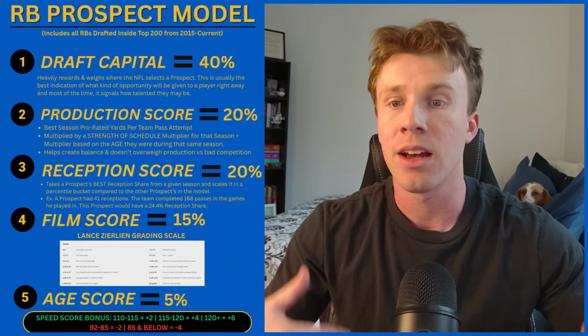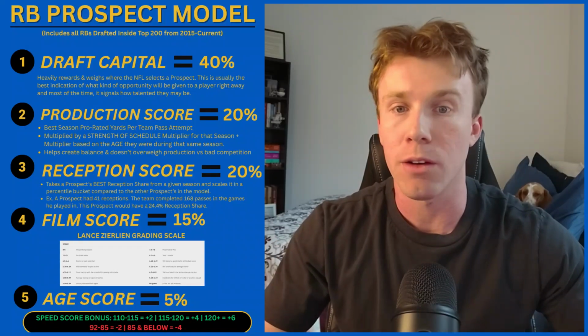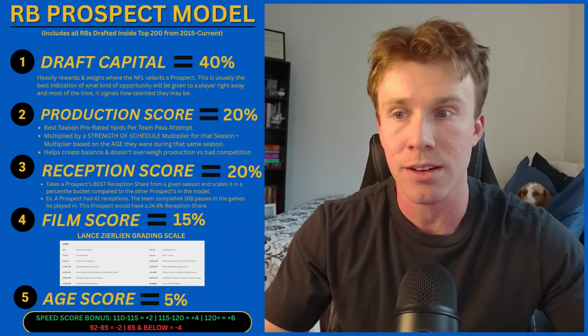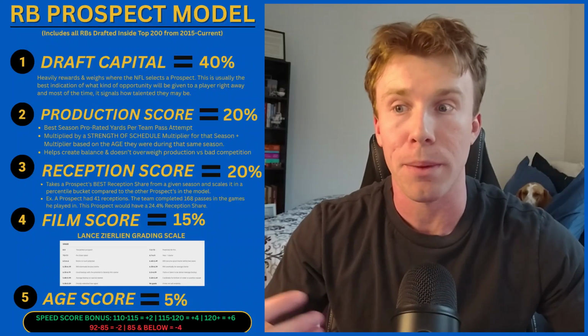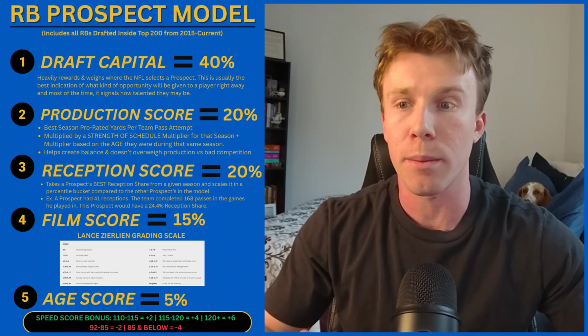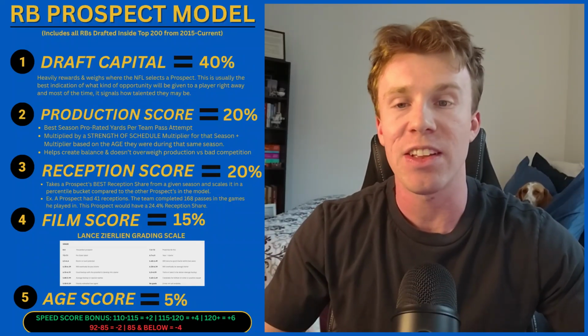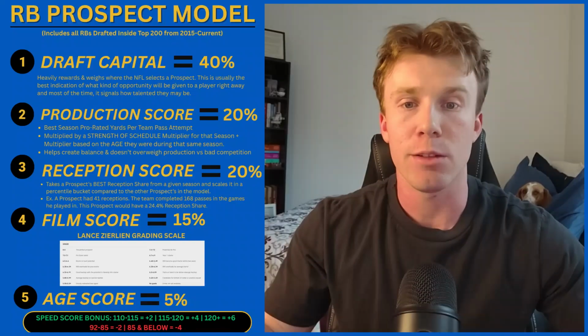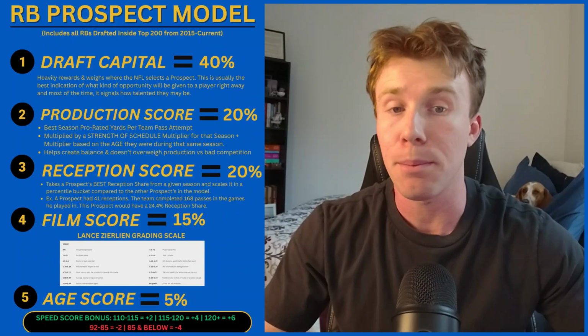Reception score takes the percentage of receptions that the running back accounted for based on the number of completions that the team had in that season, based on the amount of games that the player played in as well. So that's a piece of good, important context. Say a running back caught 37 passes in a season, and the team completed 208 passes in the games that he did play. His reception share would be 17.8%.